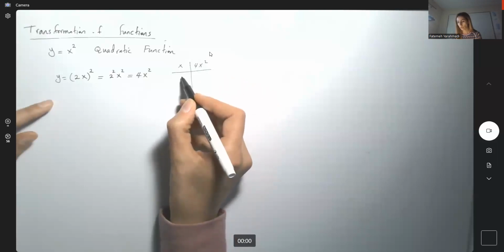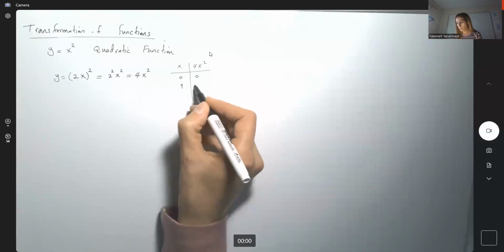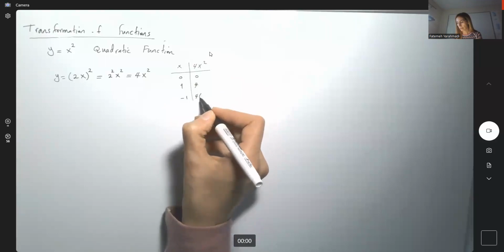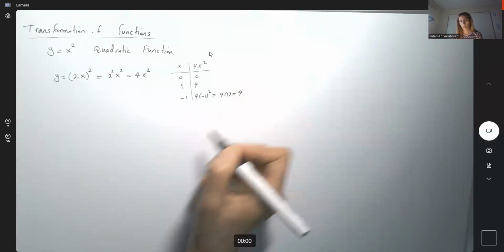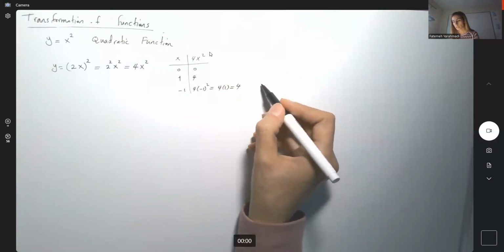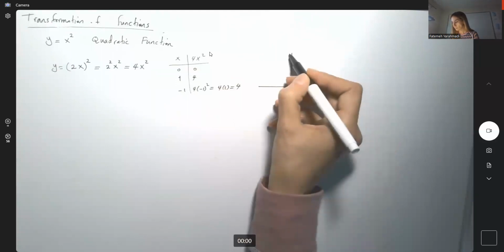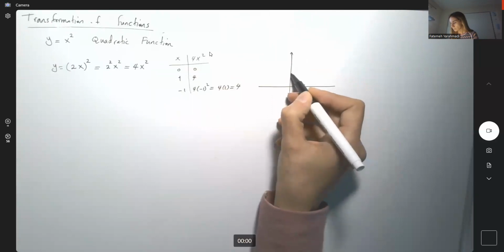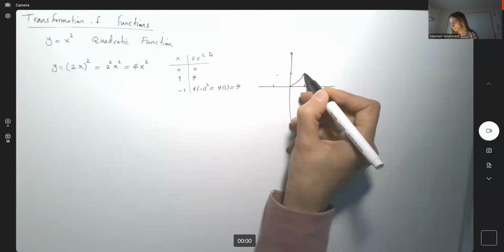If x is equal to 0, my y becomes 0. If x is equal to 1, I get 4. If x is equal to -1, I get 4 times -1 squared, or 4 times 1, or 4 back, right? So take a look at this. This happens to my function. This is my x squared. So here I have 1, 1, and 1. And this is the behavior of your parabola.